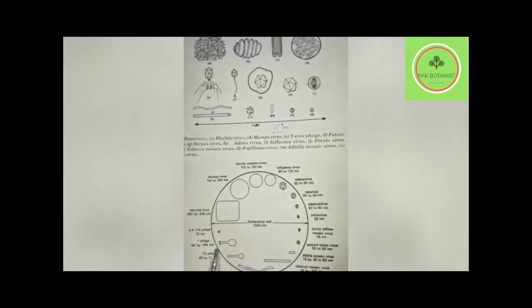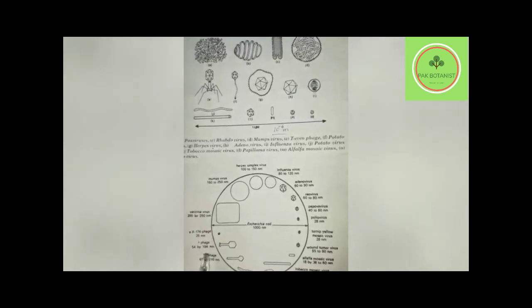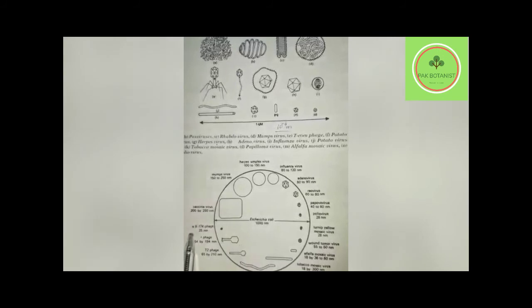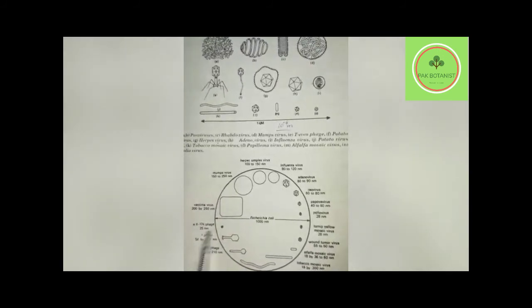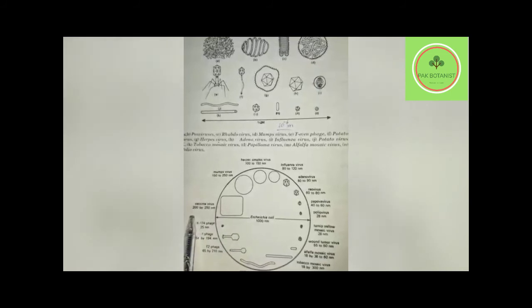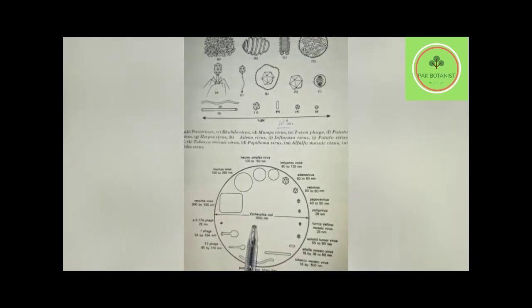So these were the phages. We have reached the T2 phage, which is 65 by 210 nanometer with head and tail. Then comes the lambda phage, which is 54 by 194 nanometer. And then phi X 174 phage, which is 25 nanometer. And then the vaccinia virus, which is 200 to 250 nanometer.